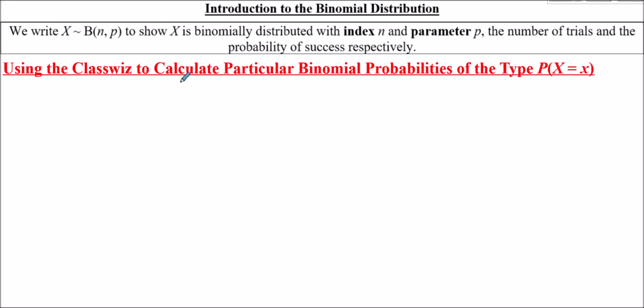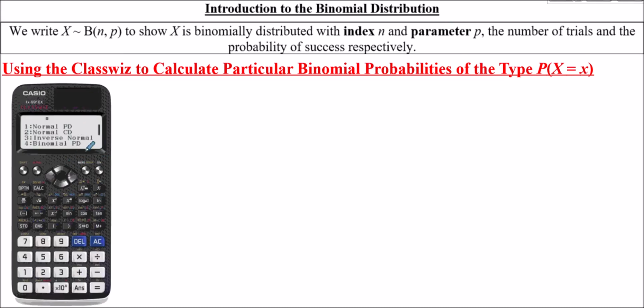What makes it even easier than just doing examples with a tree diagram is how we can get the Classwiz to do the hard work for us. So using the Classwiz to calculate particular binomial probabilities, the probability that the distribution takes on a particular value. At this stage, it'd be handy if you had your Classwiz calculators to hand. So what we can do is get it up and ready, something like this.